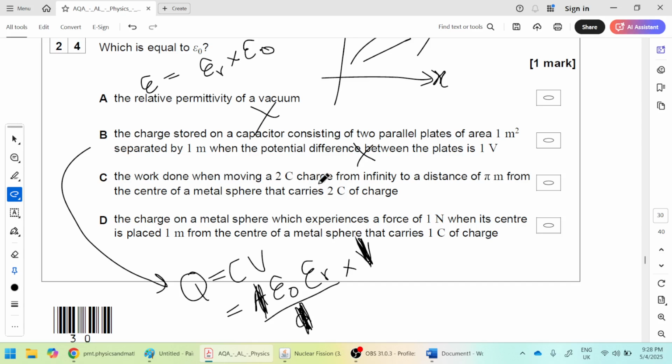Work done in moving 2 coulomb charge from infinity to a distance pi meters from the center of a metal sphere that carries 2 coulomb of charge. What are they talking about there? Work done is equal to Q delta V, that is equal to Q times V here, because potential at infinity is 0. Okay, Q over 4 pi epsilon naught R.